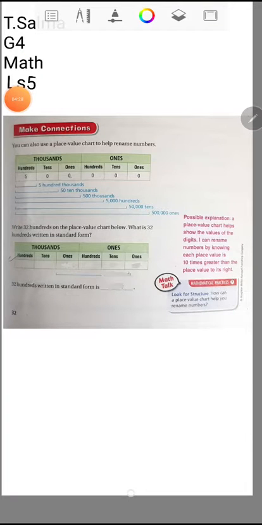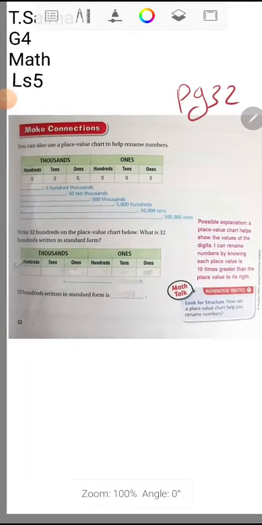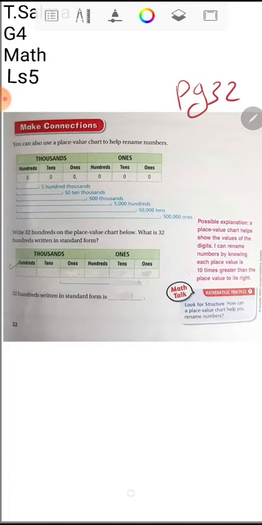Now let's continue on page 32, and you can name the number or rename the number by using a place value chart. How will I do that? Look, if you use a place value chart, look at the 500,000. So 500,000, if I want to put it in the place value chart, I will put it like this, as we talked about the place value. Now, how will I name the number?